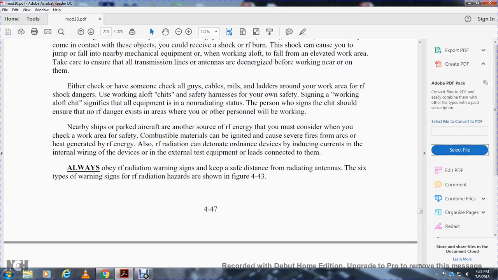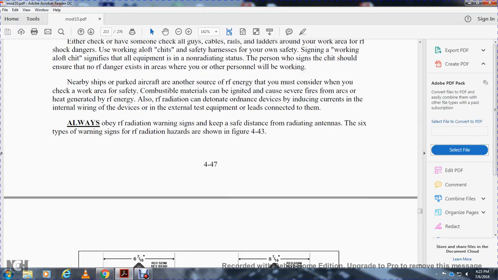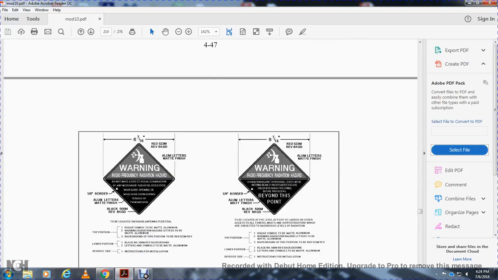Nearby ships or parked aircraft are another source of radio frequency energy that must be considered when you work in the area for safety. Because flammable material can be ignited, radio frequency energy can cause fires from arc heat. Also, radio frequency radiation can detonate ordnance devices by inducing currents in the internal wiring of the device or in external testing equipment connected to them. Always obey radio frequency warning signs and keep a safe distance from radiation. Pay attention to the types of warning signs. Warning signs of radio frequency radiation are shown in Figure 4-43.